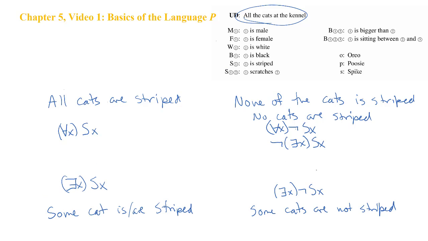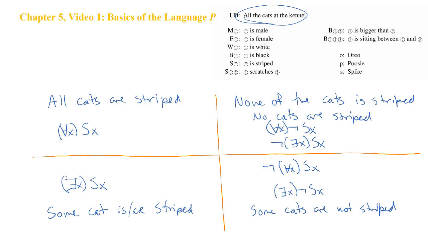We can also do a version with the universal quantifier where we say, well, think about it. If some cats are not striped, then it's the case that not every x is such that x is striped. So what we have here are four corners of a square. And you notice that on the right-hand side, in each case we have an option which is the direct negation of one of the translations on the right-hand side.